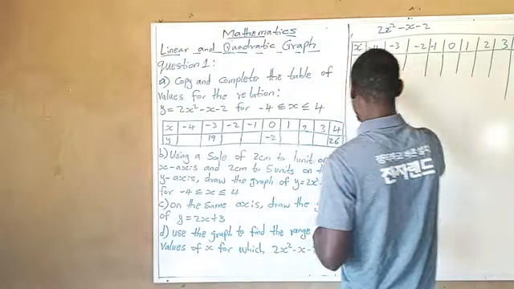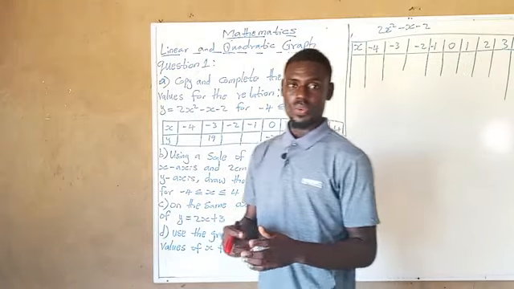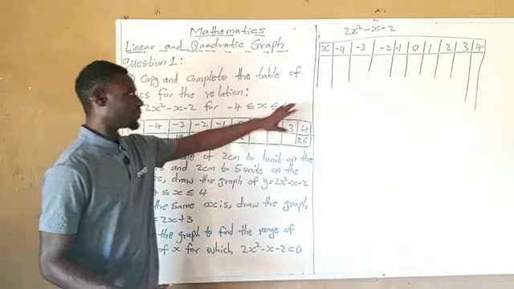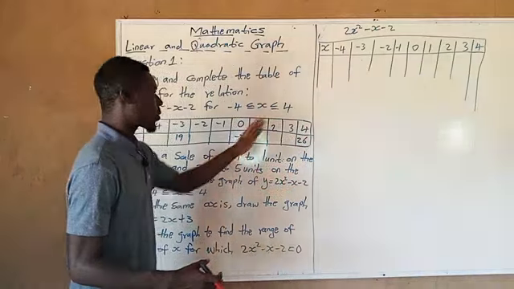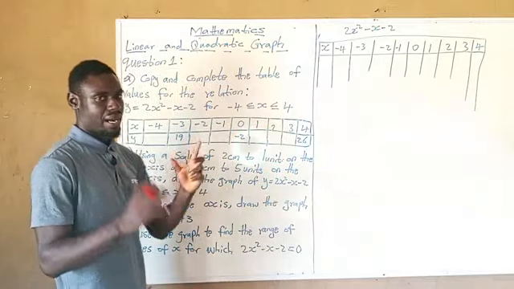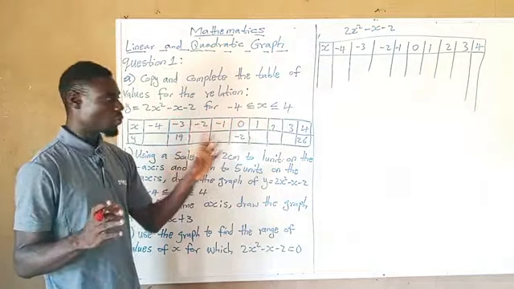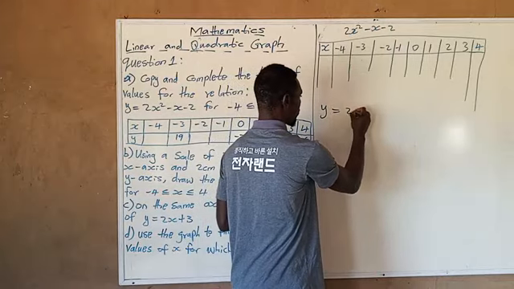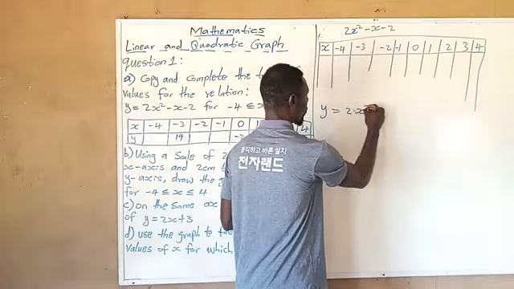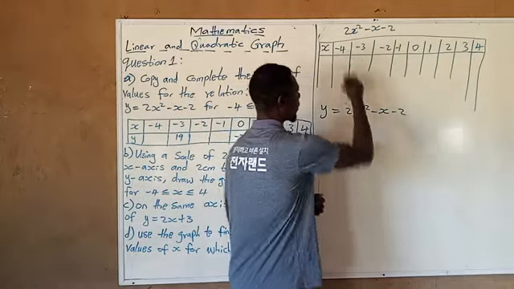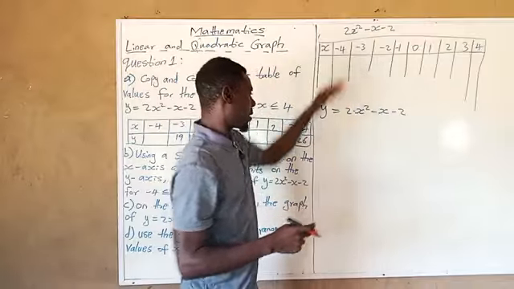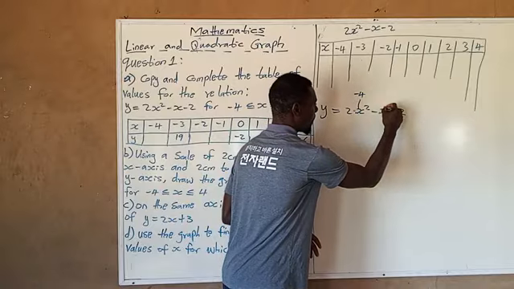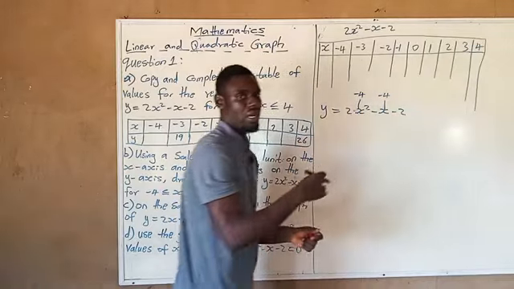Okay. At this point, there are two methods of solving this problem. We are about to complete this table, and there are two ways of completing it. I'm going to teach you one part of it. One way is, if I have my y equals 2x squared minus x minus 2, and my x is minus 4, that means anywhere I see x, I should put minus 4 in its place, and I will get a number.